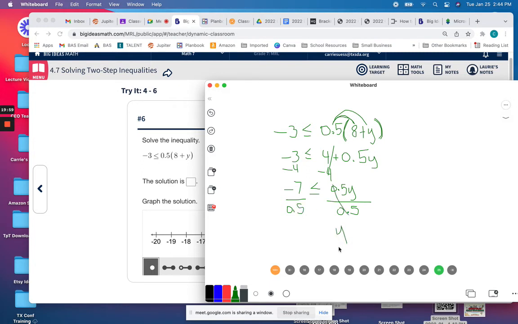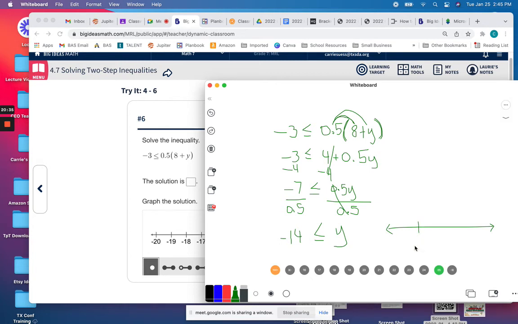Alright, so then I'm left with y over here. Does the sign flip? No, because it's not a negative number we're dividing by. What's negative 7 divided by 0.5? Negative 14. Wait, is it? It's negative, because it's a negative 7 and a positive 0.5. So then I draw a number line.